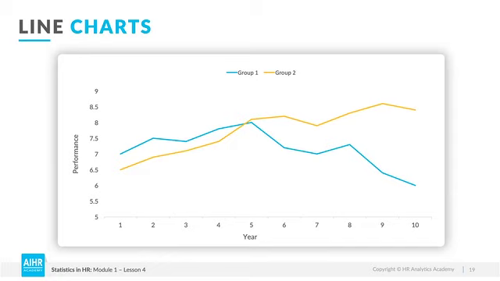Both axes are continuous, and the x-axis often represents time. In our case, performance is our continuous variable on the y-axis, and tenure is our continuous variable on the x-axis.